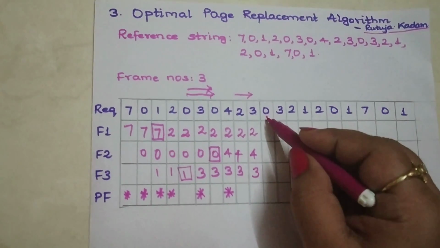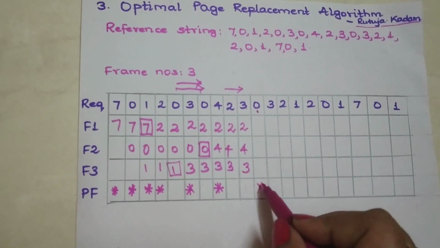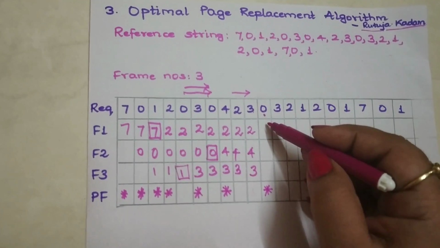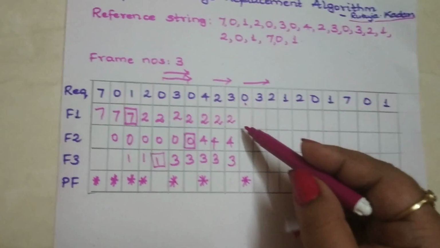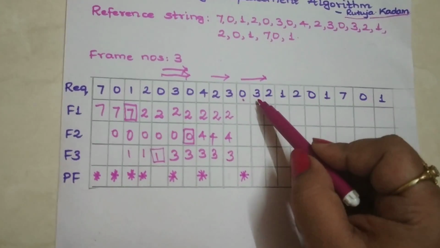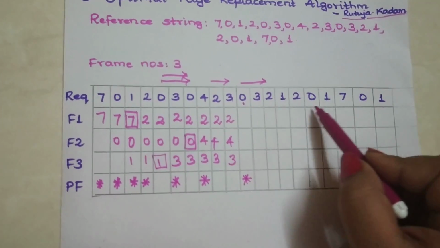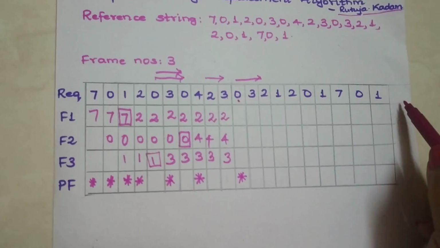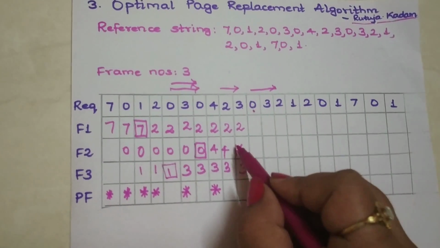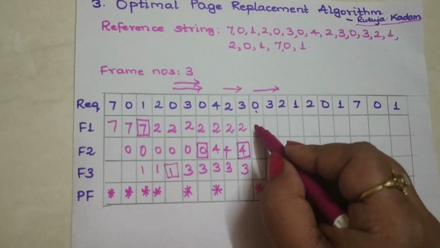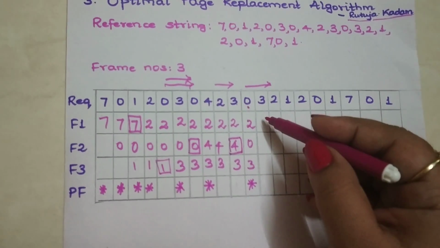Now comes 0. Is 0 there in the contents of frames? No. That means it is a page fault. So write here page fault. And now which page to replace? Go to this side. Now out of this 2, 4, 3, 3 is coming immediately, 2 is coming immediately after 3, and 4, if you see, 4 is not there in the string, like it is not used anywhere in the future. So very well this 4 can be replaced. So 2, 0, 3.